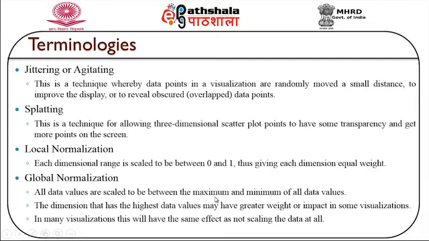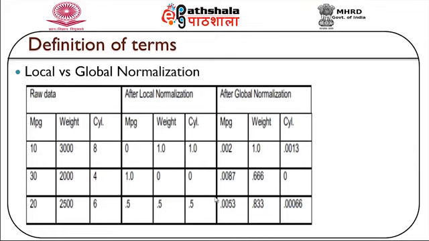In global normalization, all data values are scaled to be between the maximum and minimum of all data values. The dimension that has the highest data value may have greater weight or impact in certain visualizations. In many visualizations, this will have the same effect as not scaling the data at all. So those are some of the definitions of terms, the local versus global normalization.